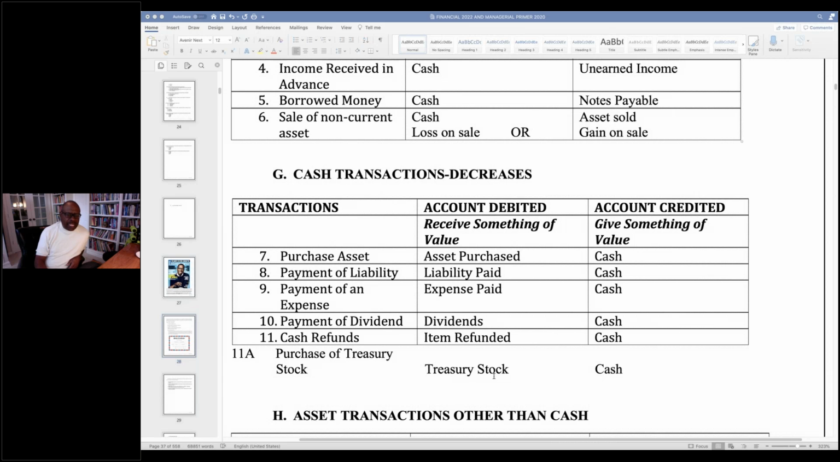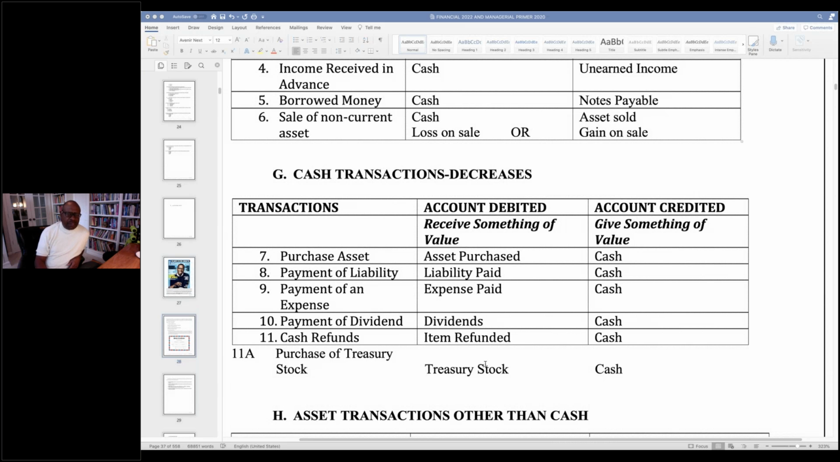And I put 11A in here, purchase of treasury stock. If you purchase an asset, you debit the asset and credit cash. If you pay a liability, you debit that liability and credit cash. If you pay an expense, credit cash. If you pay dividends, you credit cash. If you refund people on sales, you credit cash.